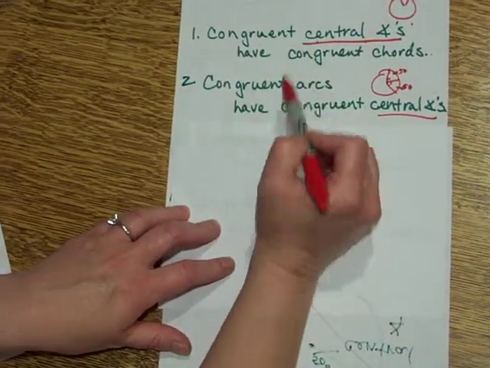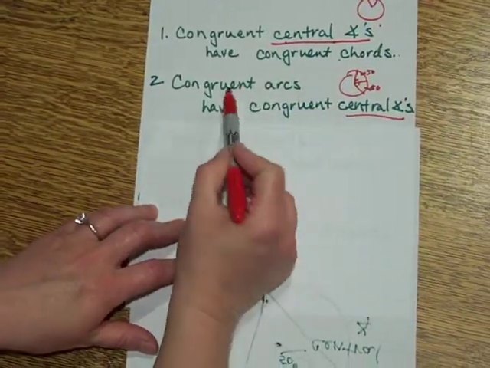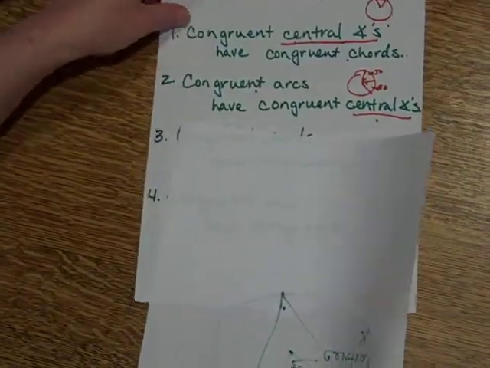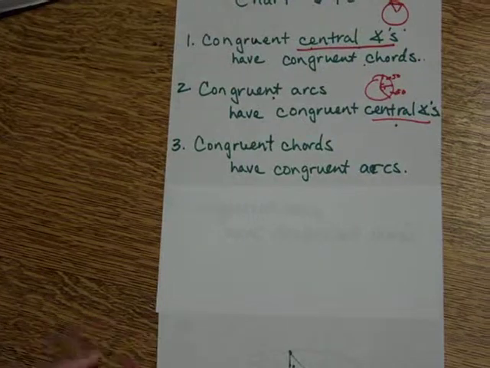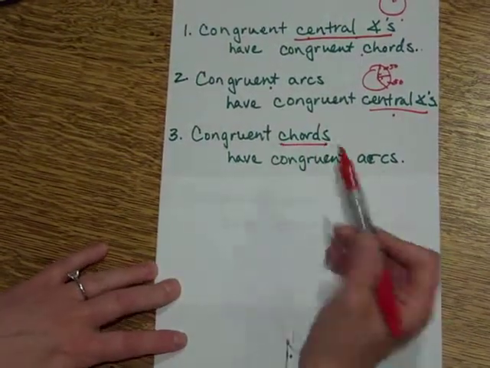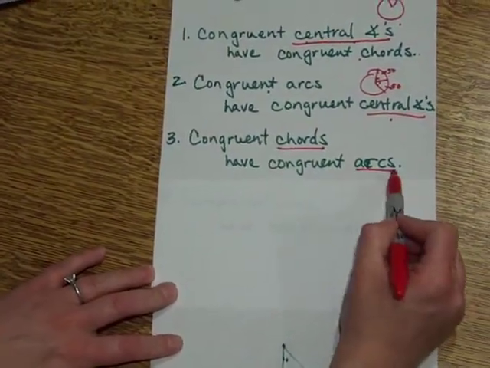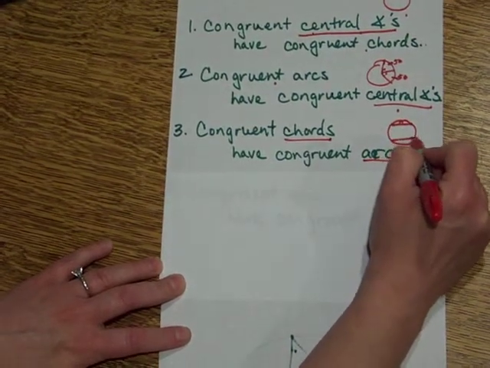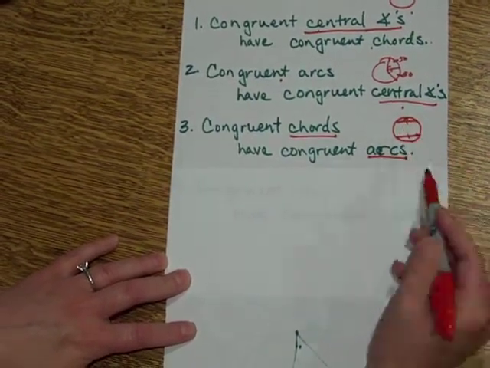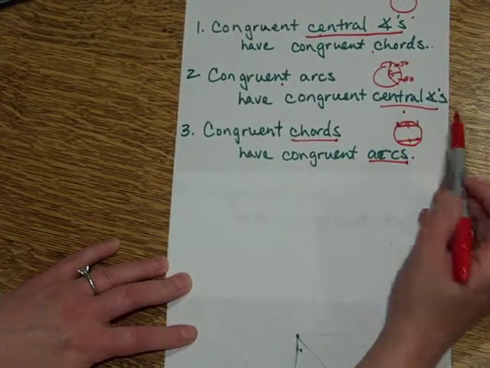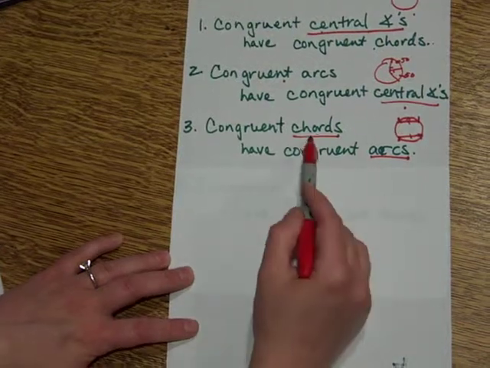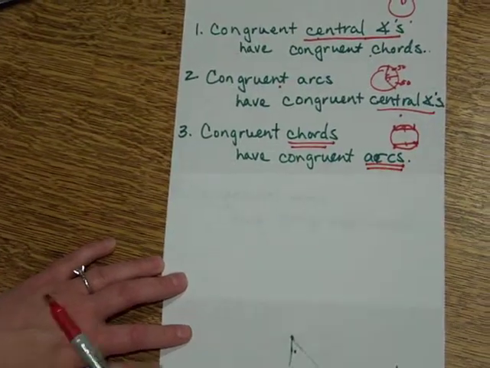So we have congruent central angles, then congruent chords. Congruent arcs, then congruent central angles. It's going to keep on circling around here. If I have congruent chords, then I have congruent arcs. So now this time we're given these chords. If I have congruent chords, then these arcs, where the endpoints intercept, are congruent.